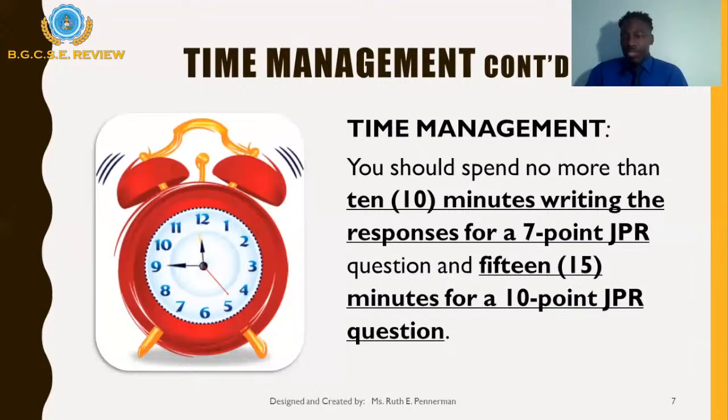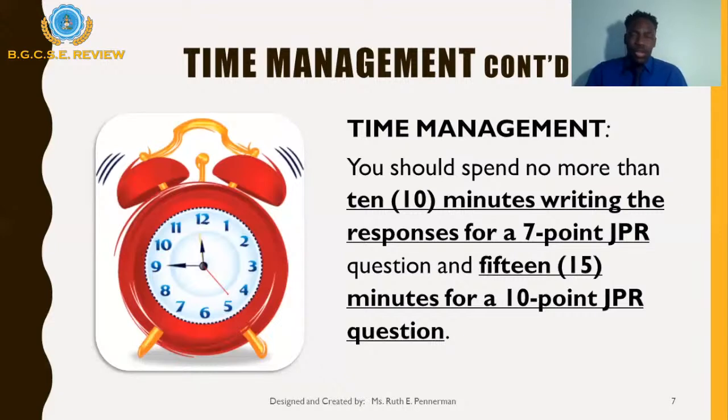For your 7-point JPRs, you want to spend 10 minutes. And so that means if you have 2 7-point JPRs in Section 1, that's about 20 minutes of the examination already gone. If you have 2 10-point JPRs in Section 2, that's 15 minutes apiece. So that's 15 and 15 is 30, and 30 plus 20 is 50. And so I think you're looking at approximately 50 minutes. And if the examination is 2 hours, you have another 10 minutes and another 60 minutes.